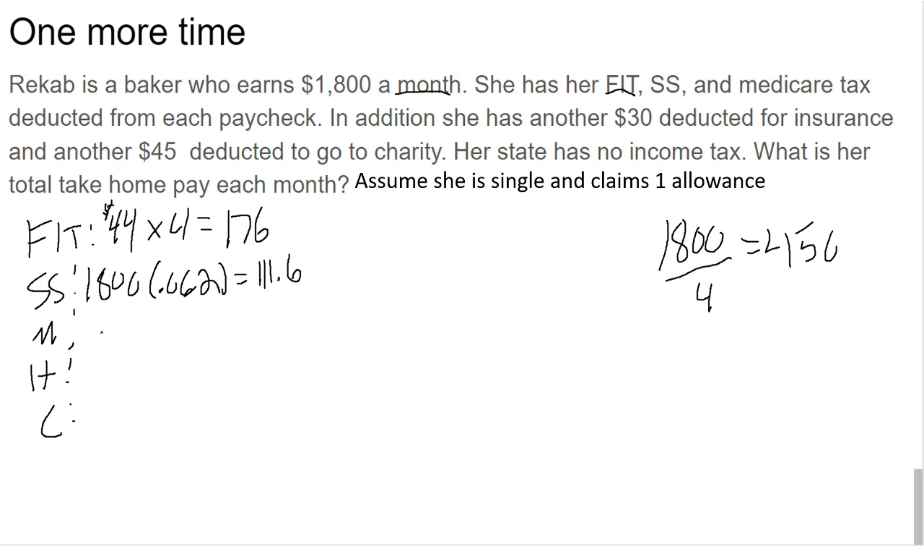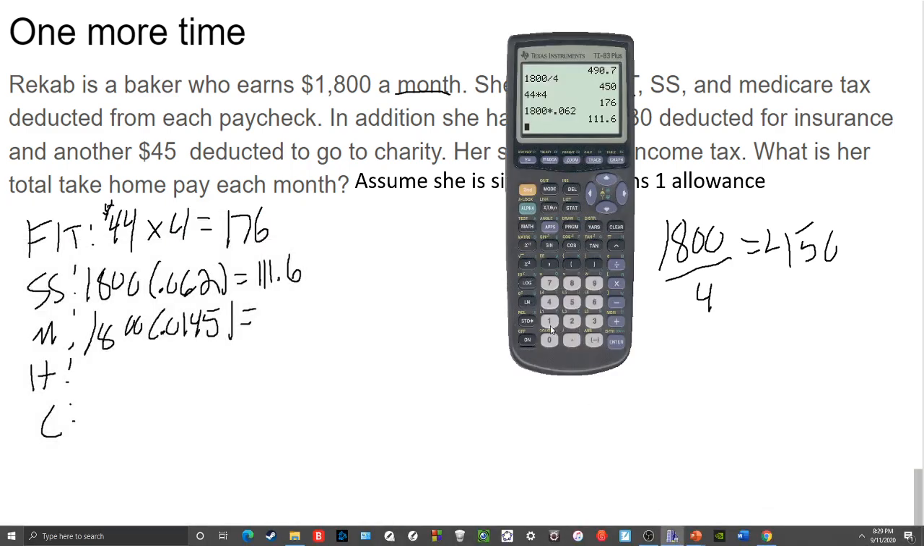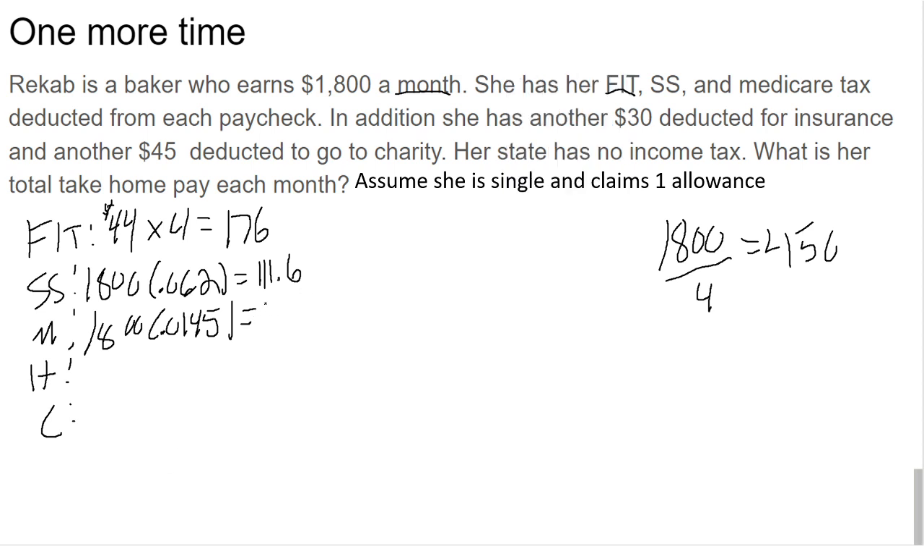111.6. Medicare is that flat 0.0145. So we do that. 1,800 times 0.0145, 26.28. Okay, so 26.28. And then health insurance is just a flat 30, and charity is a flat 45. So that's her monthly deductions.